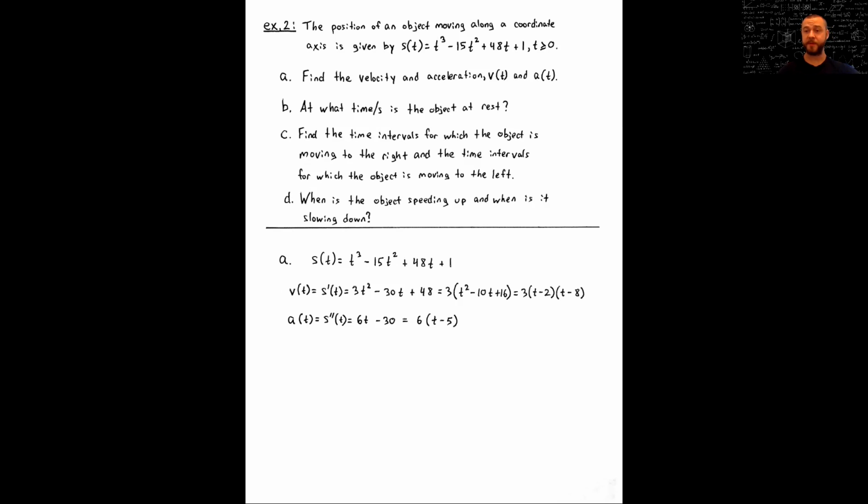Now we can move on to part B, which will be pretty simple to answer. Part B is asking at what time or times is the object at rest. Now, if you want, pause to give an attempt at this. When an object is at rest, that's when the velocity equals 0. So set up an equation, set the velocity equal to 0, and see if you can solve that for t. We'll check in about a minute.